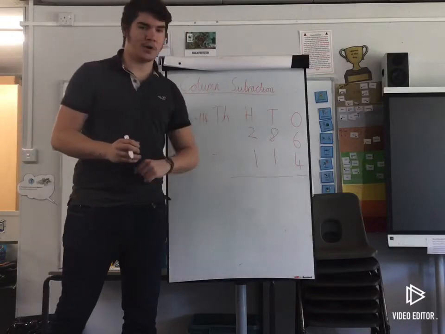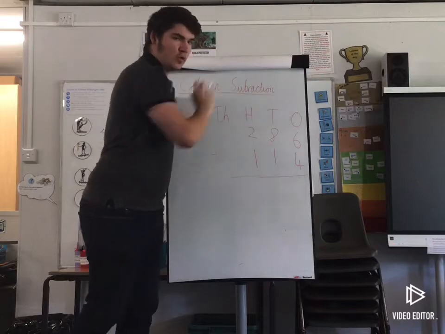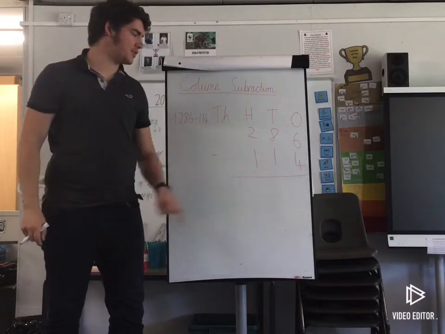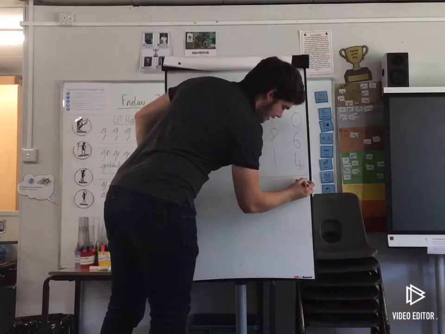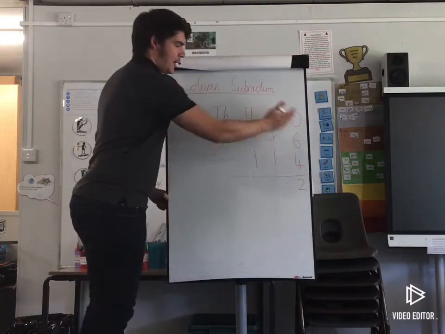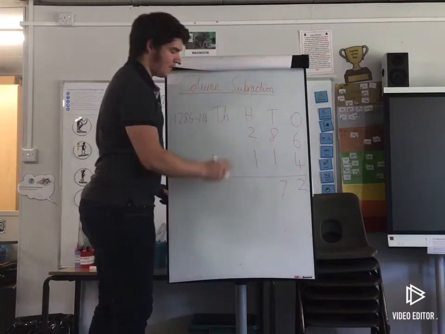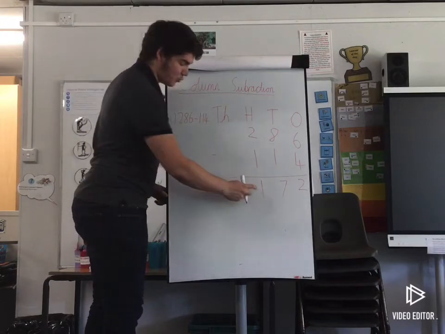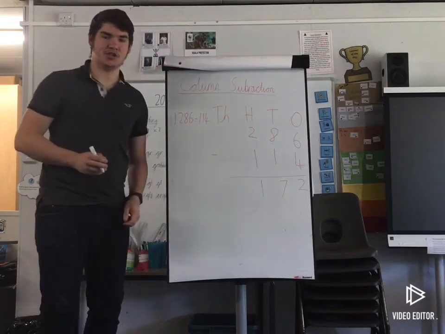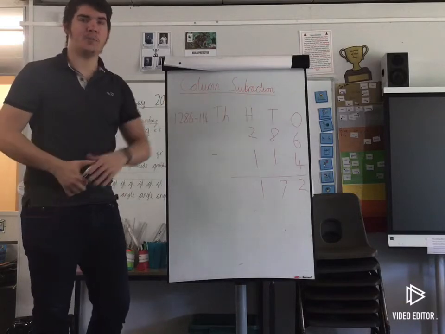Right, next part is where do we start? We always start with the smallest column. Start with our ones. So we have 6 minus 4, which equals 2. 6 minus 4 is 2. Then it goes to my tens column. 8 minus 1 is 7. And finally 2 minus 1 is 1. So my answer is 172. Quite a simple start, I think. I think that's a thing a lot of us are pretty good with.